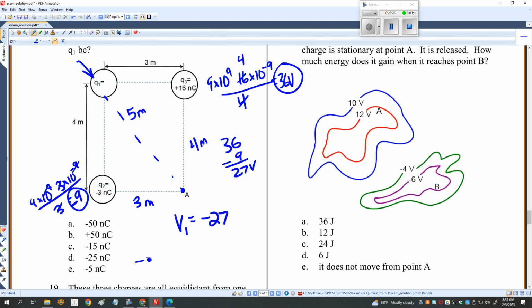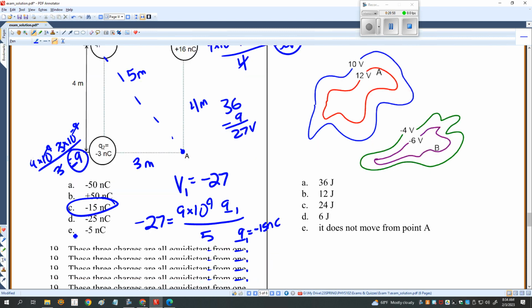So I say negative 27 is equal to 9 times 10 to the ninth times Q1 divided by 5. Yeah, that's right. Okay. So let's see. If I solve that, then I find that Q1 is equal to negative 15 nanocoulombs. So C is the right answer.